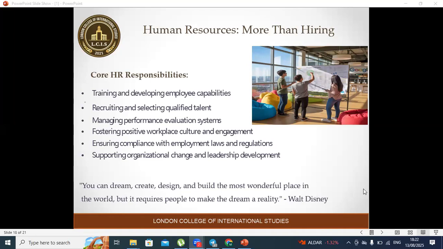They say, just like Walt Disney, you can dream, create, design, and build the most wonderful place in the world, but it requires people to make the dream a reality. You can have the idea, the imagination, the dream, but you need some people to work with your idea, of course under your supervision, to make the dream reality. The people who are working in HR, in marketing, and in other aspects of your company.